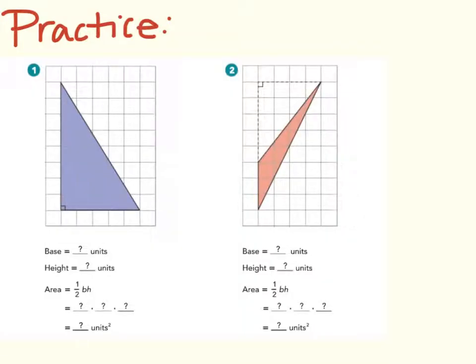Try these two on your own. Assume that each square measures 1 unit by 1 unit. Work through all the steps. First, identify the number of units in the base, then the number of units in the height, then follow the formula given to you here, 1/2 of base times height equals your area. Solve for both triangles. Press pause while you work.